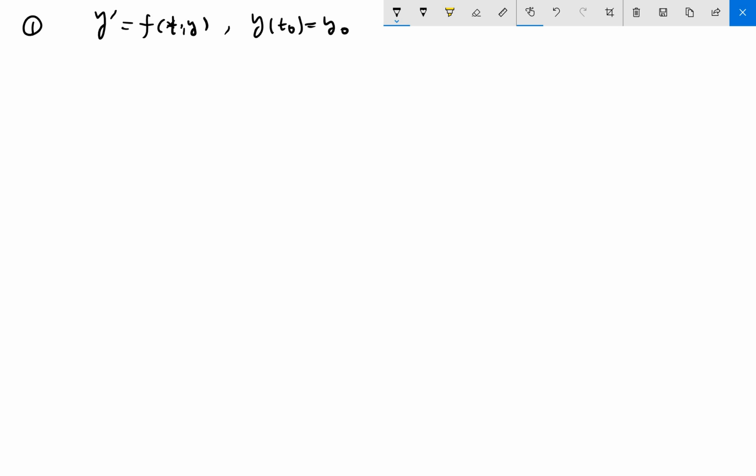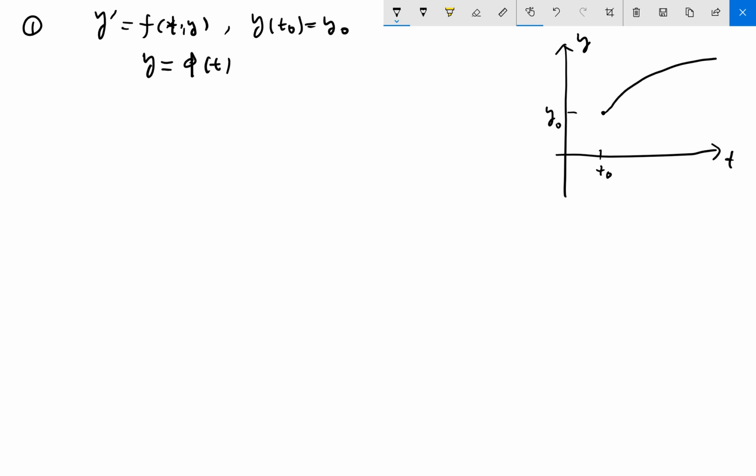Okay, so as we know, the solution of the differential equation is a function like this. The graph of that is a curve. So here's t, here's y. So say here's t0 and here's y0. So the solution is a curve. We don't know how to solve them.